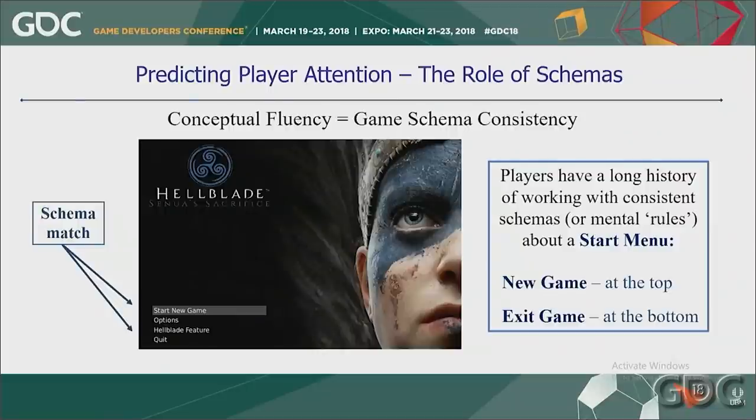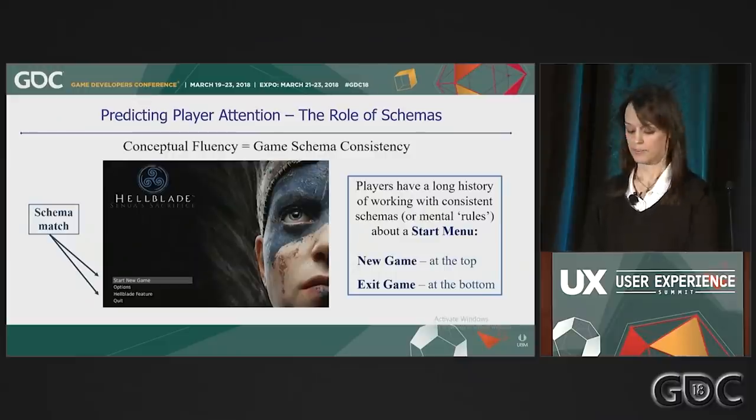And the new game is generally listed at the top of the menu with exit at the bottom. And that's a schema that I think every single person in this room probably has. And when those puzzle pieces click together with what I know and what I experience, this generates conceptual fluency.